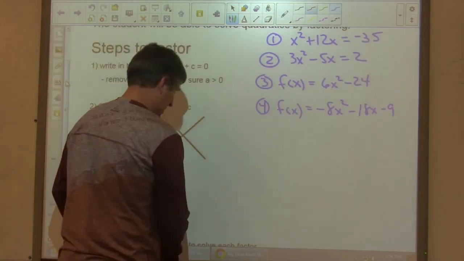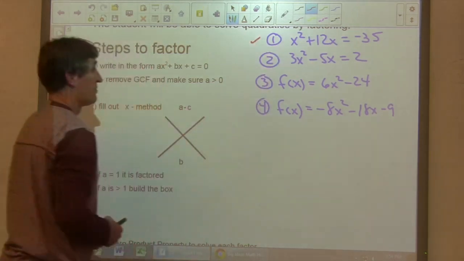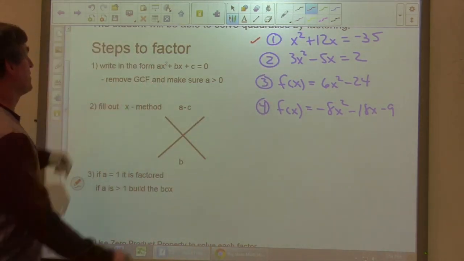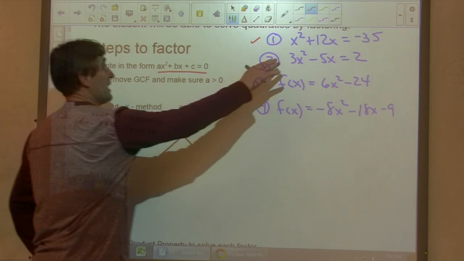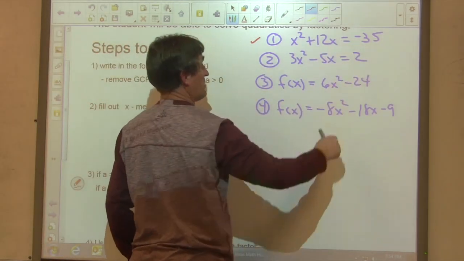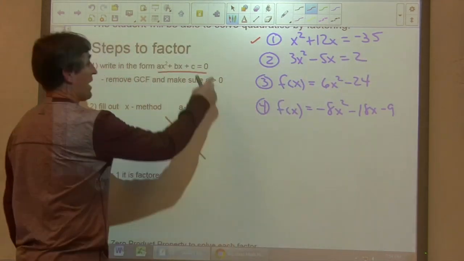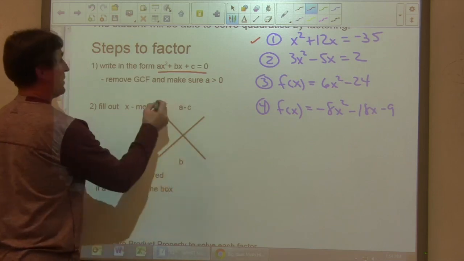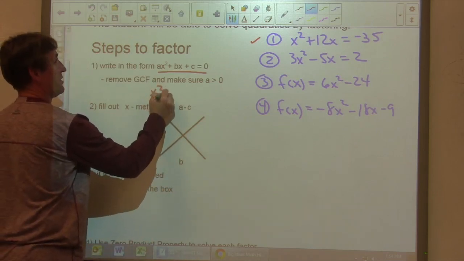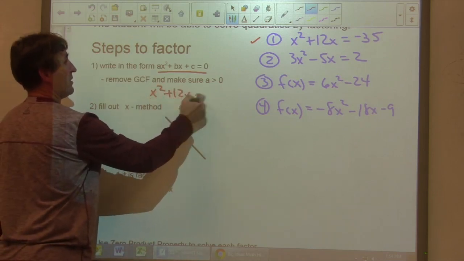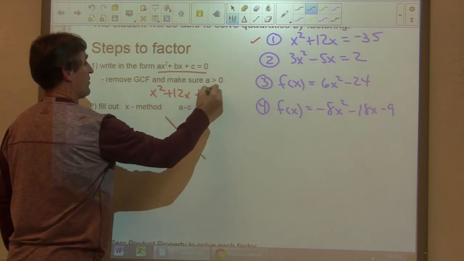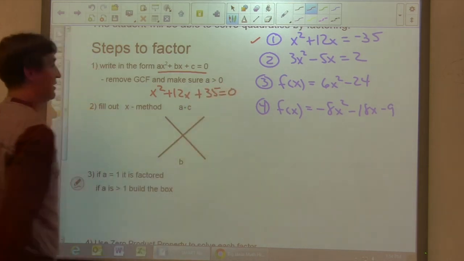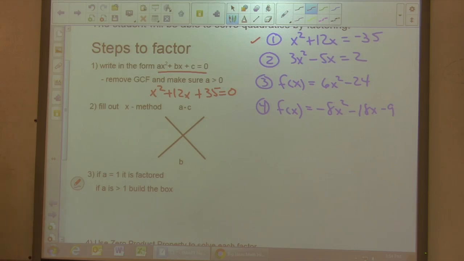So, if we take the first one, the first thing we have to do is write it in this form. And you can see a little bit differently than the practice problems. It says it's equal to negative 35 and we want it equal to 0. Well, that's easy. We just move the 35 back to this side by adding 35 to both sides. So now we've got it in the form we want.